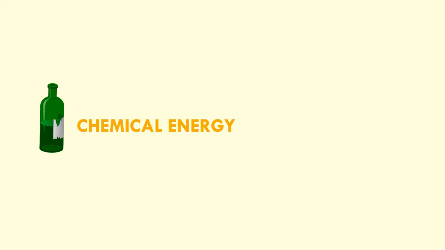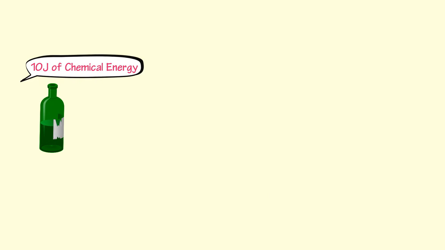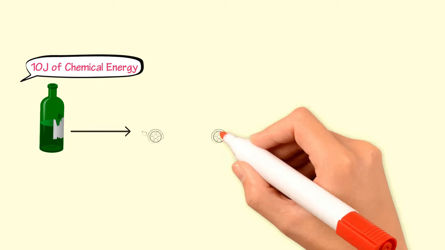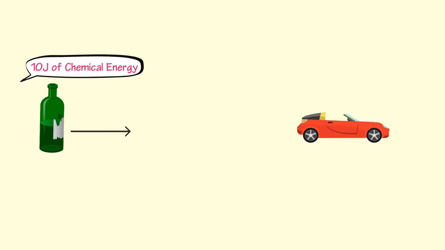Let there be a bottle of fuel. We know that fuel contains chemical energy. Let this bottle of fuel have 10 joule of chemical energy. Now, when we put this 10 joule of chemical energy into the car's tank, as a result, the car will start moving in this direction. Here, the car is in motion.